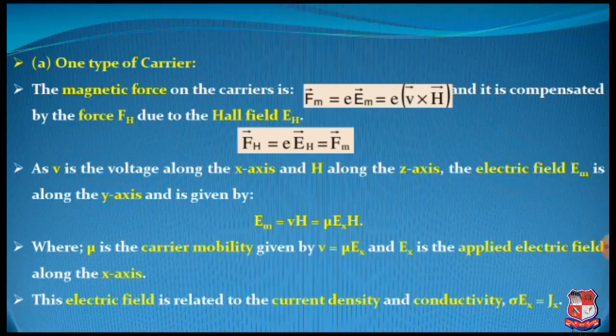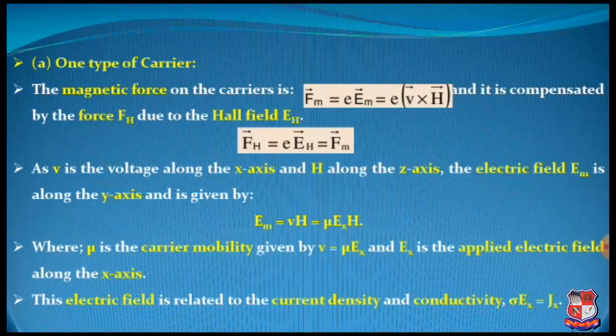The vector is further classified as V cross H. V is the drift velocity of electron and H is the value of the magnetic field, that is in Gauss. So finally magnetic force is given by eV cross H, and it is compensated by the force Fh due to the hole field EH, and hence Fh is equal to eEH vector, that is equal to Fm vector.